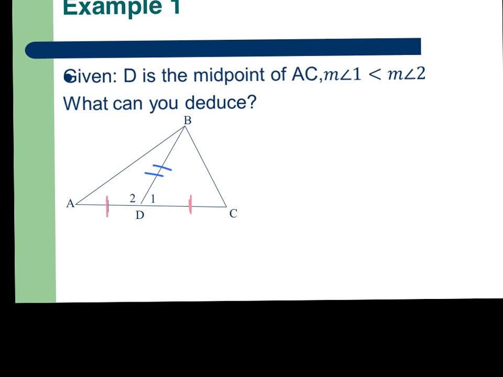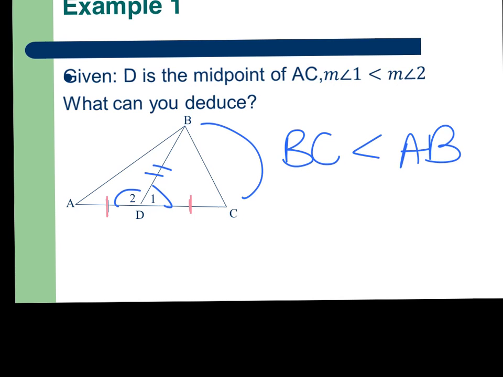Everybody see that? So if those two are true, and the measure of angle 1 is smaller than the measure of angle 2, then BC is smaller than AB, or AB is bigger than BC. You could say either way. And this would be the Hinge Theorem. So we're proving about the lengths of the sides.